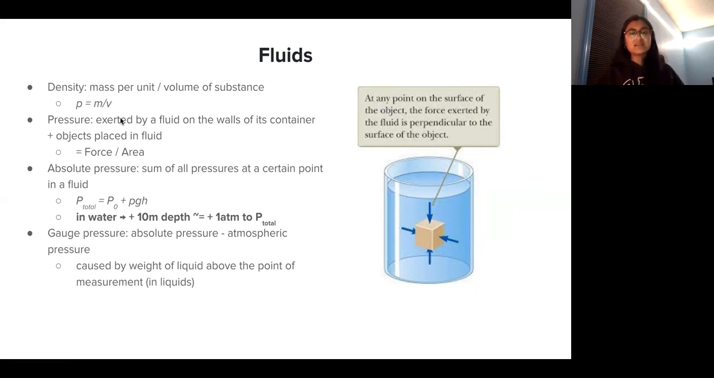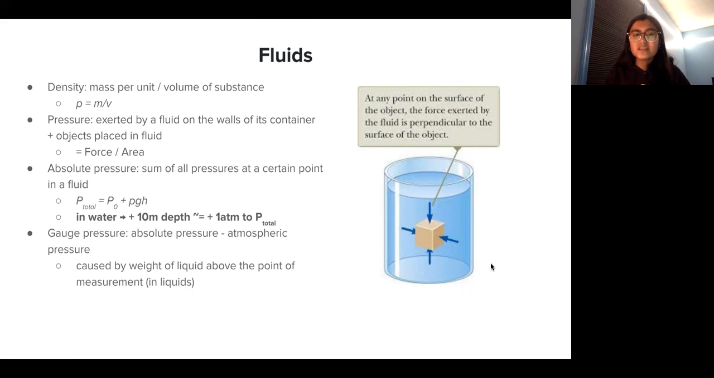Pressure is going to be exerted by a fluid on the walls of its container, as well as on objects placed in the fluid. And the formula for this pressure is force over area. You can sort of see the pressure that this fluid is exerting on this cube that's been placed in the tank. But what's not shown here is that the fluid is also exerting pressure on the walls of this tank as well. So there would be arrows going out, hitting the surfaces of the container as well.